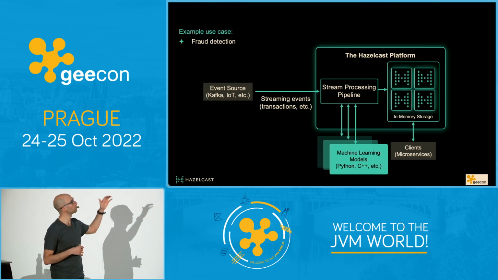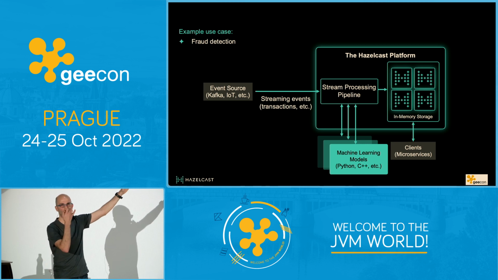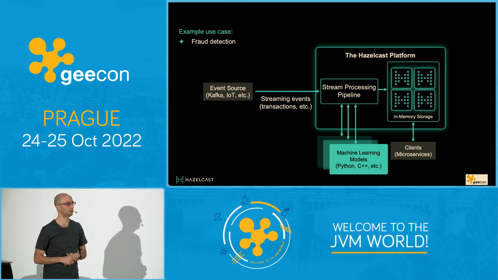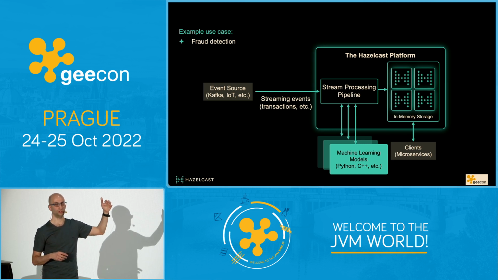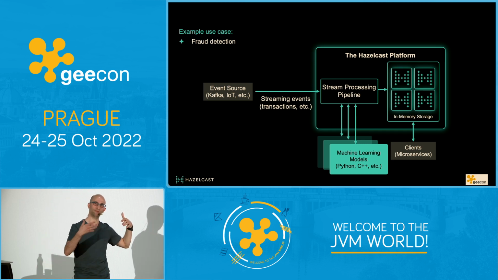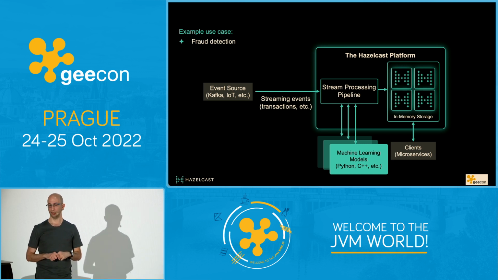So you get your transactions here, for example, coming in a Kafka topic, or as I mentioned, the GPS coordinates, or a combination of the two, and you take it into the platform itself, where you can use some kind of machine learning on top of it. Some of you prefer to use Python for it, and others prefer C++. And this is where you can also connect your microservices.